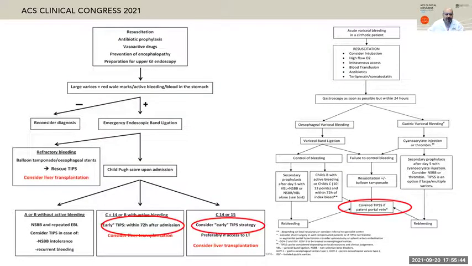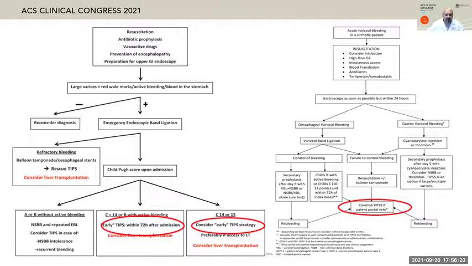Where does TIPS fall into the management? During the initial resuscitation of the patient, it is important to recognize that TIPS is at the bottom. It should not be initially considered. Patients should be resuscitated, most commonly in the intensive care unit. You should consider whether or not they should have an early endoscopy, and if the patient can be scoped, and it is not of other etiology, it is primarily variceal, then hopefully they can be banded. And once the patient is stabilized, then you can consider a TIPS procedure.